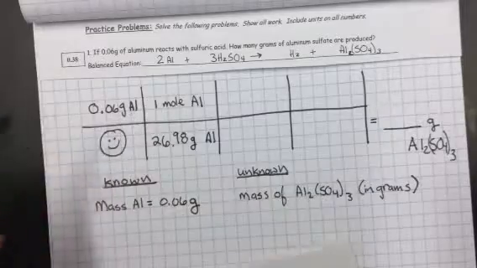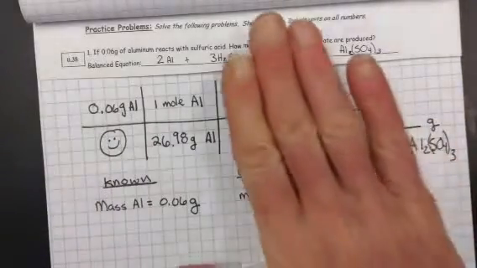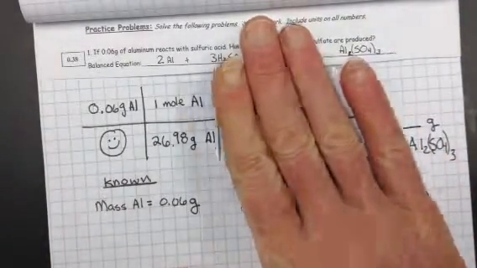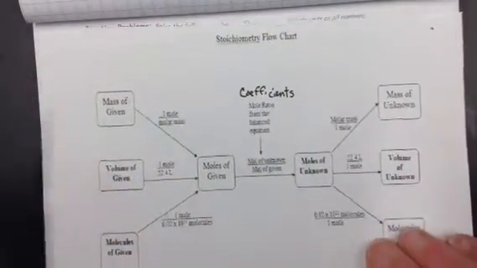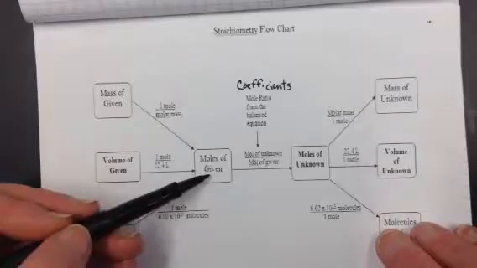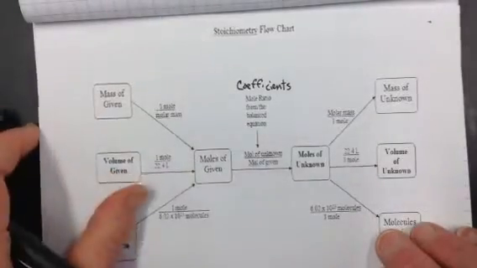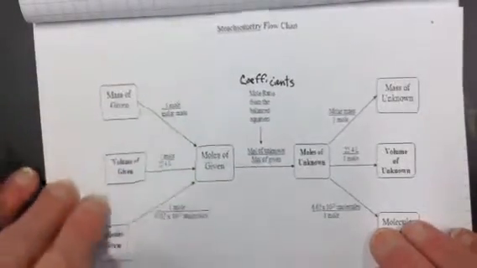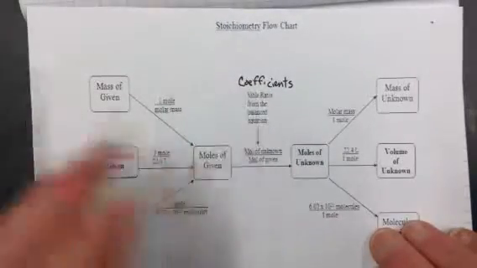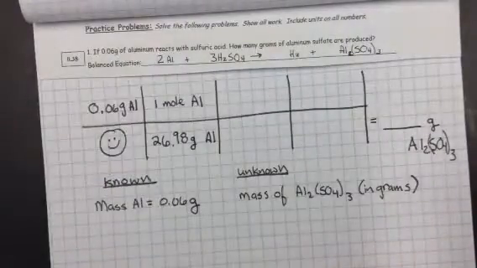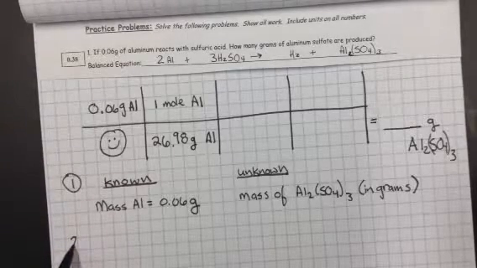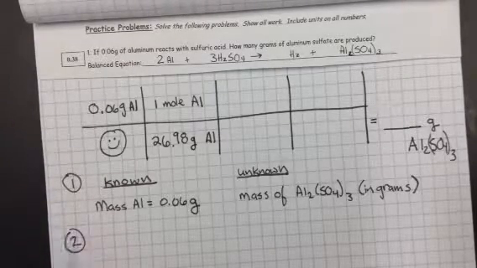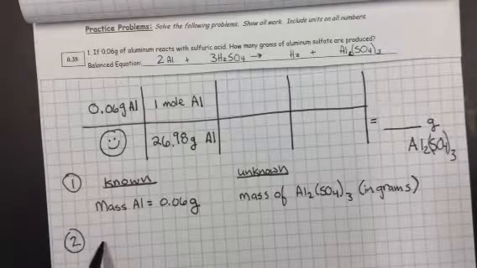So far, if we did the math right now, we would have the number of moles of aluminum. But let's keep on going. We're going from moles of given to moles of unknown. So now we have to look at the coefficients in our balanced chemical equation. This is known. Number 2, we converted mass to moles.